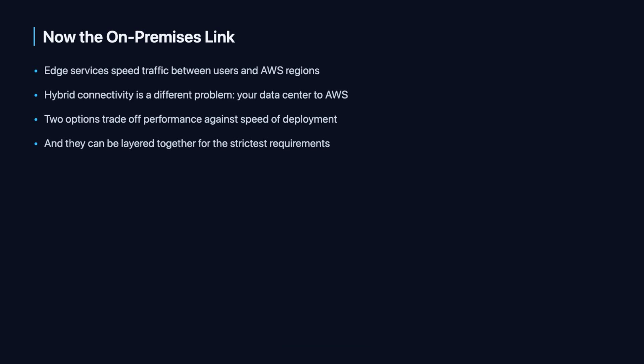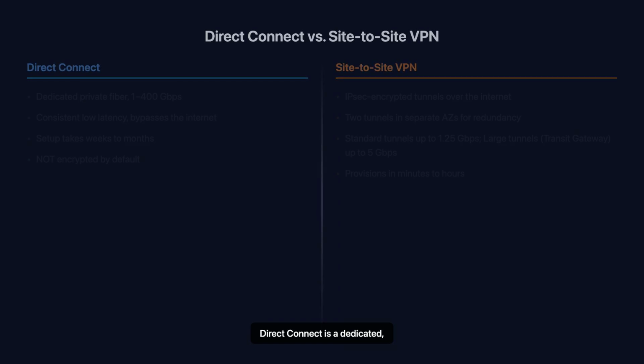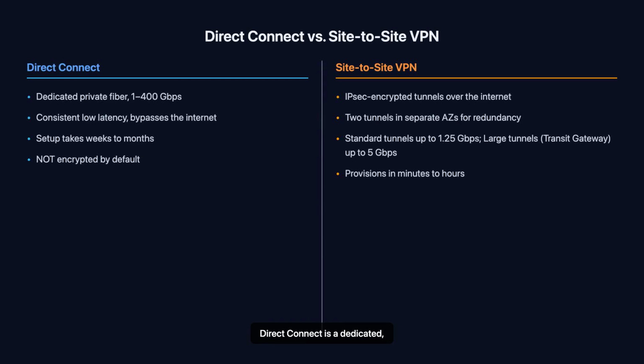Let's look at both. Direct Connect is a dedicated, private fiber link between your facility and Amazon Web Services, running anywhere from 1 to 400 gigabits per second. It gives you consistent low latency and bypasses the public internet entirely. The cost is time. Provisioning takes weeks to months because a carrier has to lay physical cross connects. And it is not encrypted by default.